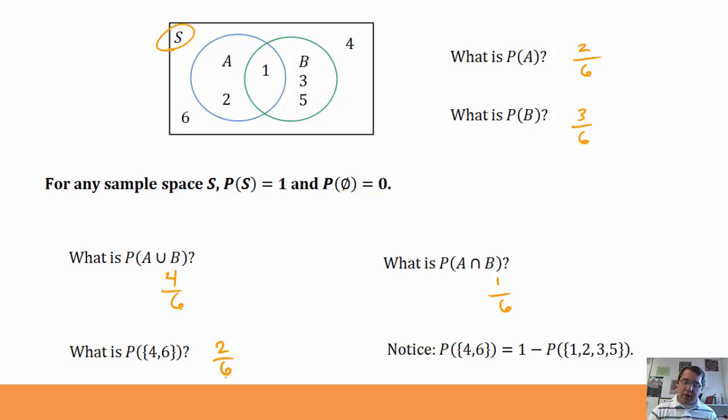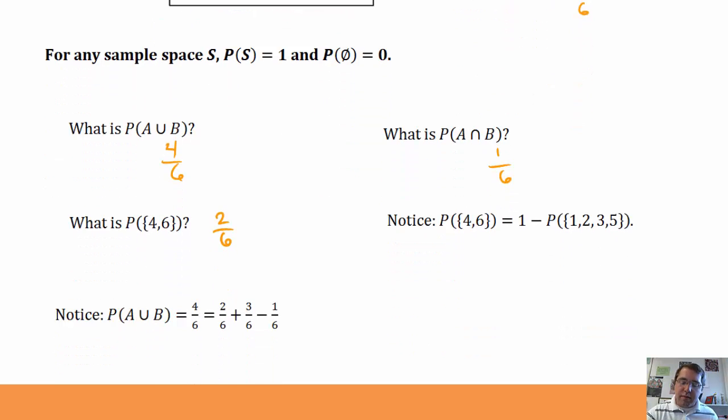Notice that the probability of 4 and 6 is 1 minus the probability of 1, 2, 3, and 5, which is A union B. So the probability of 4, 6 is 1 minus the probability of A union B. 1 minus 4 over 6 is 6 over 6 minus 4 over 6, which is 2 over 6. That is useful to know. It's called a complement. The probability of a set is 1 minus the probability of its complement. So the opposite occurring. We'll run across that again in a few minutes.